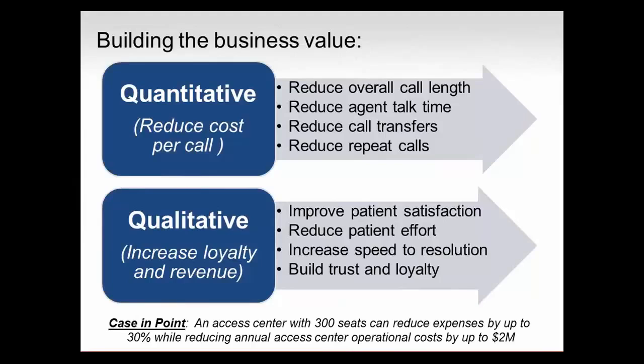Reducing call transfers, so that idea of a call landing in a clinic and then having to be transferred over to the access center, then back to the clinic, then maybe somewhere else. There's a cost to each one of those transfers. Even if it's a local number being transferred across your own network, you're still engaging resources who can't solve the problem, and there's a cost to those resources. So you need to think about what is that cost of that transfer. And then repeat calls.